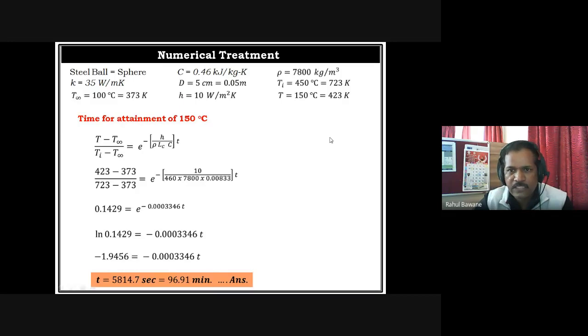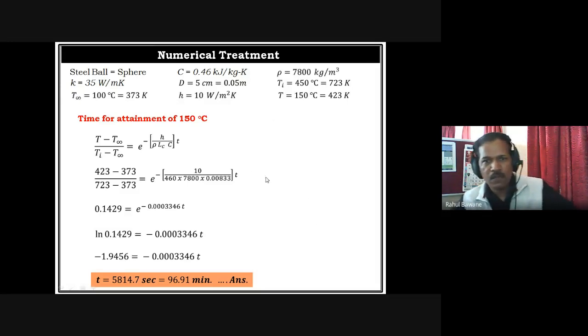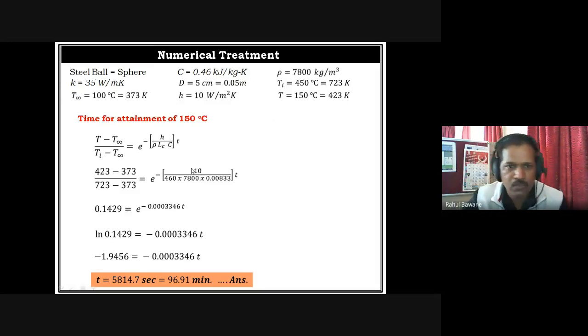Such kind of problem may be given in the reverse direction. They provide a time and they ask what will be the temperature after this much time. So this is the only one formula we are going to use throughout the unit, but whenever we are using this we have to check the Biot number.